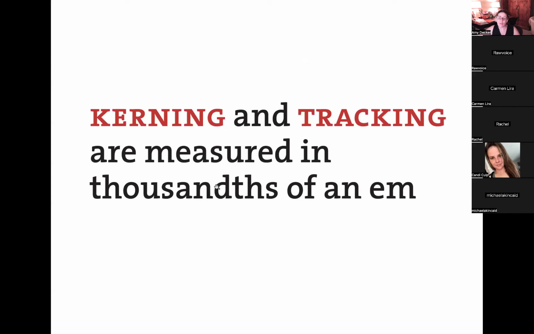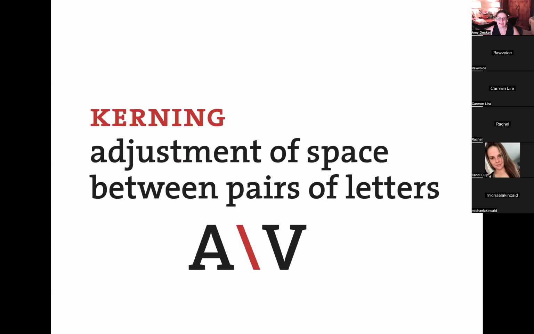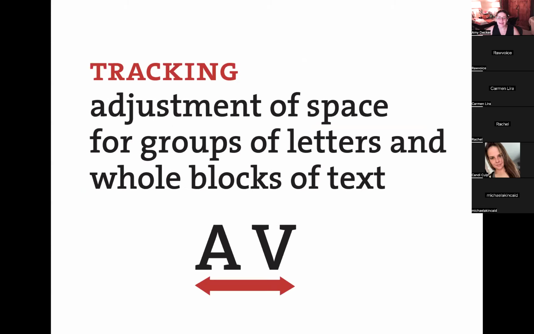When we think about kerning and tracking, they're measured in thousandths of an M. Kerning, of course, is the adjustment between pairs of letters. Tracking is the adjustment for a group of letters. So when we're talking about spacing moving forward, you want to make sure you understand that when you say tracking, you're talking about the whole word, and when you say kerning, you're just talking about pairs of letters.